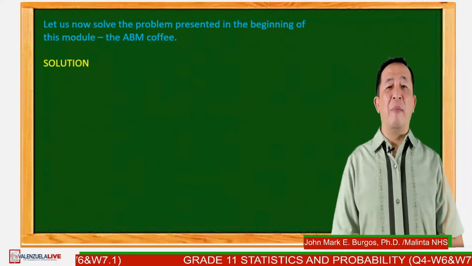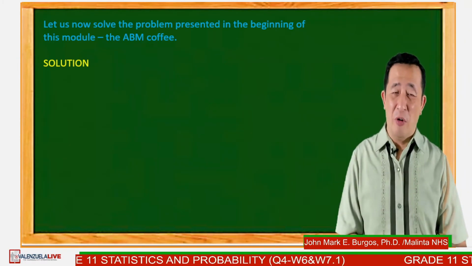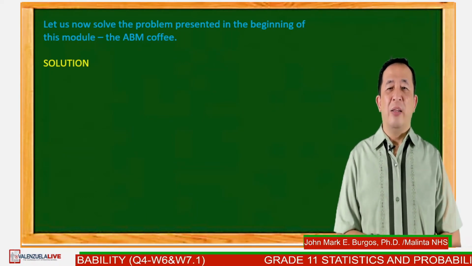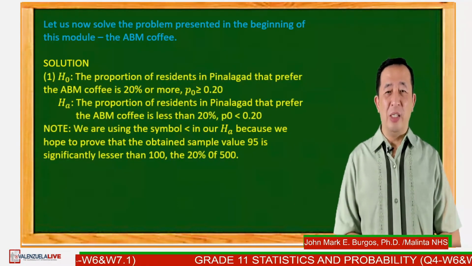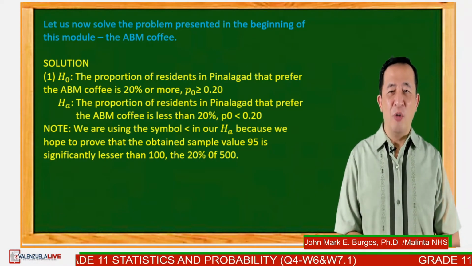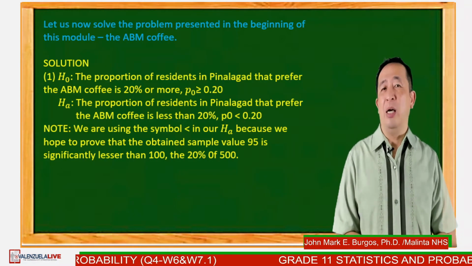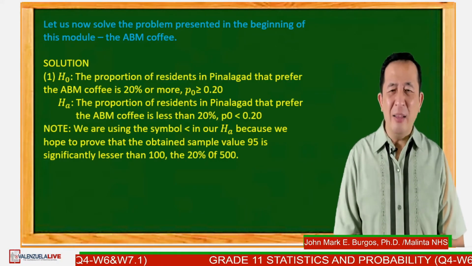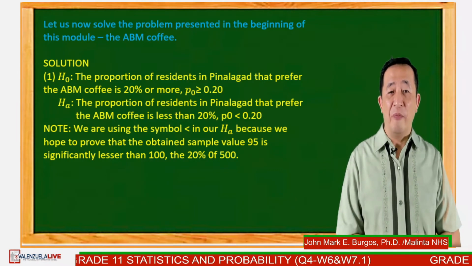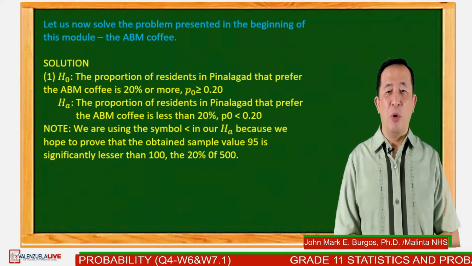Now let us solve the problem presented in the beginning of this module, the ABM coffee problem. So what will be the solution to that problem? In the null hypothesis, the proportion of residents in Pinalaga that prefer the ABM coffee is 20% or more, or p sub o is greater than or equal to 0.20. But in the alternative hypothesis, the proportion of residents in Pinalaga that prefer the ABM coffee is less than 20%, or p sub o is less than 0.20.